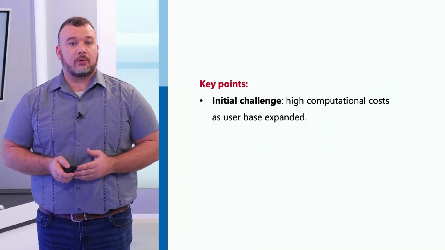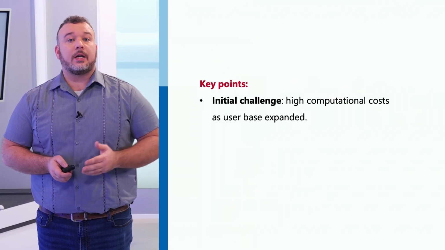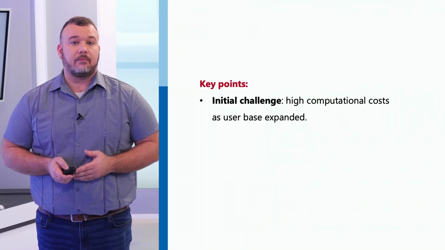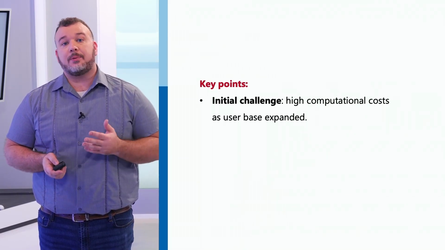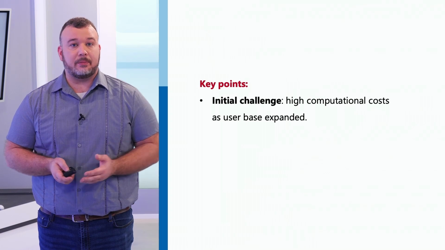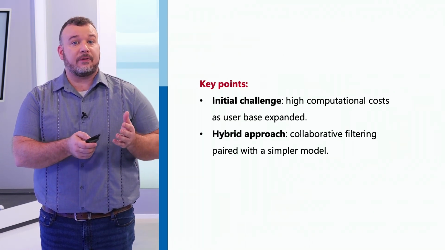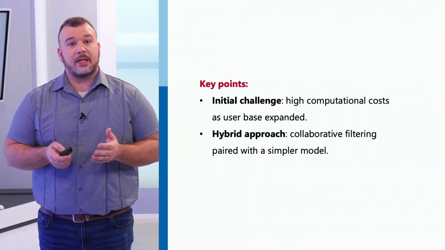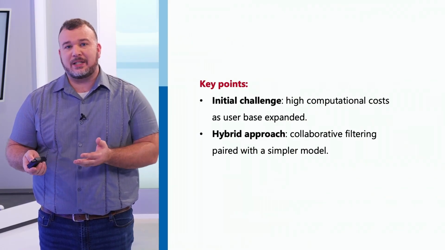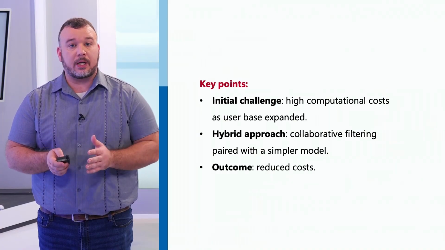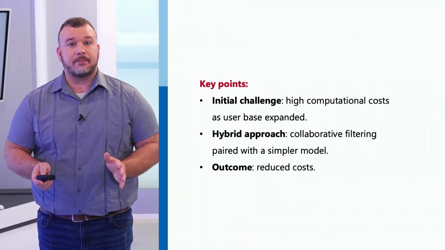Here's a great real-world example. An online streaming service initially used a deep learning recommendation engine. As the platform grew, computational costs became unsustainable. By implementing a hybrid approach, using collaborative filtering for frequent users and a simpler model for less active accounts, the company cut costs while maintaining quality recommendations for all users. This strategy showcased the importance of thoughtful scalability planning.